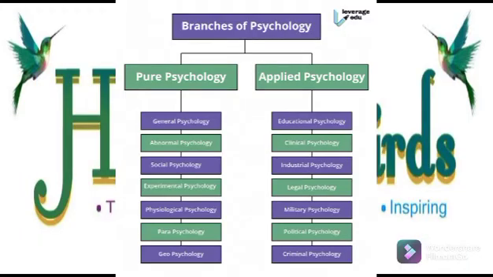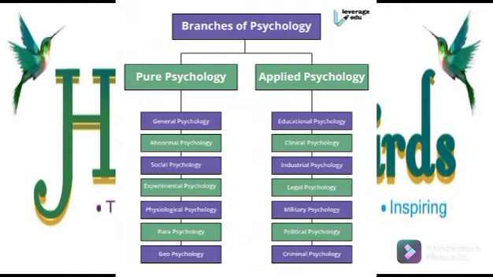Okay, so pure psychology is divided into further branches. The first one is general psychology. This branch of psychology deals with fundamental rules, principles and theories of psychology in relation to the study of the behavior of normal adult beings. It explains various psychological processes like sensation, perception, etc. We will be learning about this in detail.